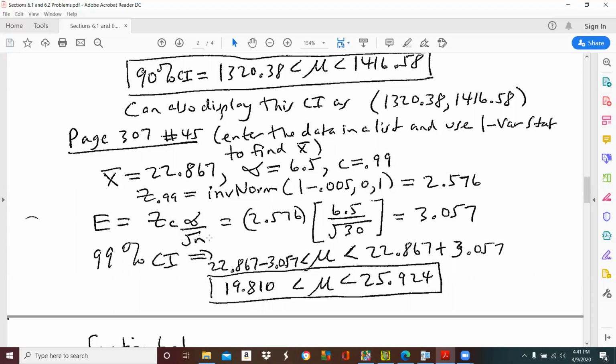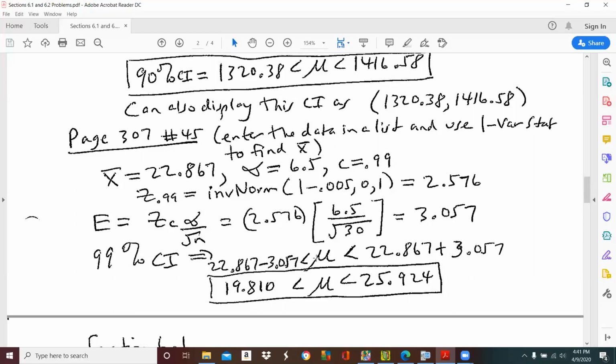Plug it into our formula for the margin of error. 2.576 replaces the z. 6.5 is our estimated population standard deviation. Our sample size is 30, so we divide it by the square root of 30. And our margin of error is 3.057.